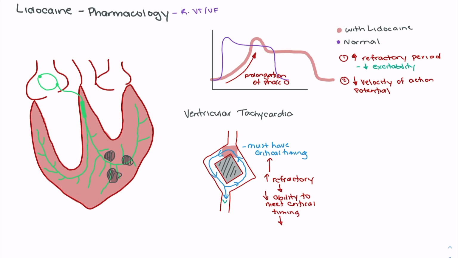And as a result, what that's going to lead to is a decrease in the ability of a reentry loop to form. And that will limit VTAC. So if we can't have reentry, then we can't have VTAC. So ultimately, what that's going to do is reduce the amount of VTAC that a patient is going to have. And that's the benefit of giving lidocaine to someone who's in refractory ventricular tachycardia, is you're making it much more challenging for that reentry circuit or that accessory pathway to create the reentry loop.